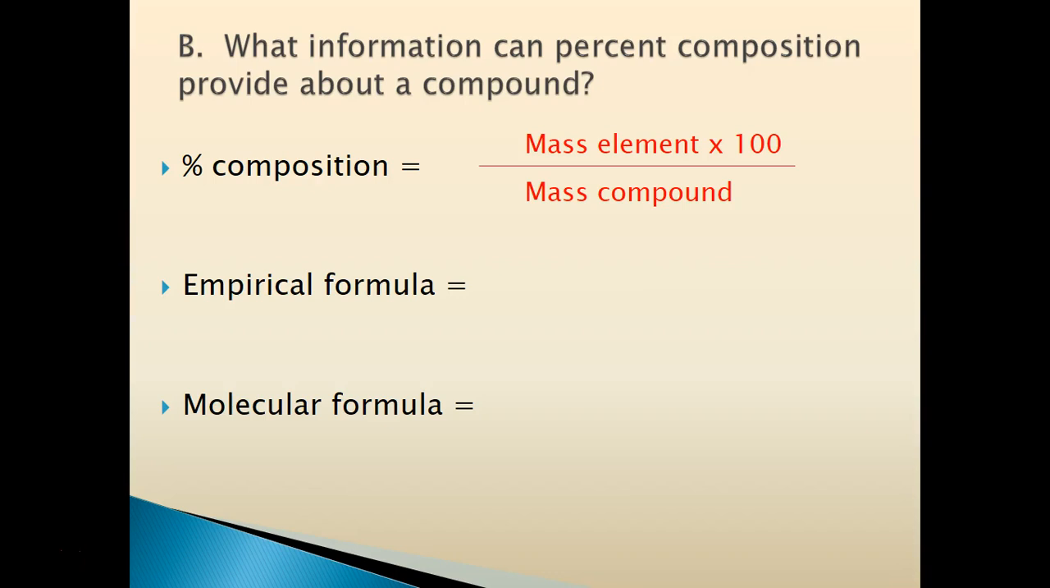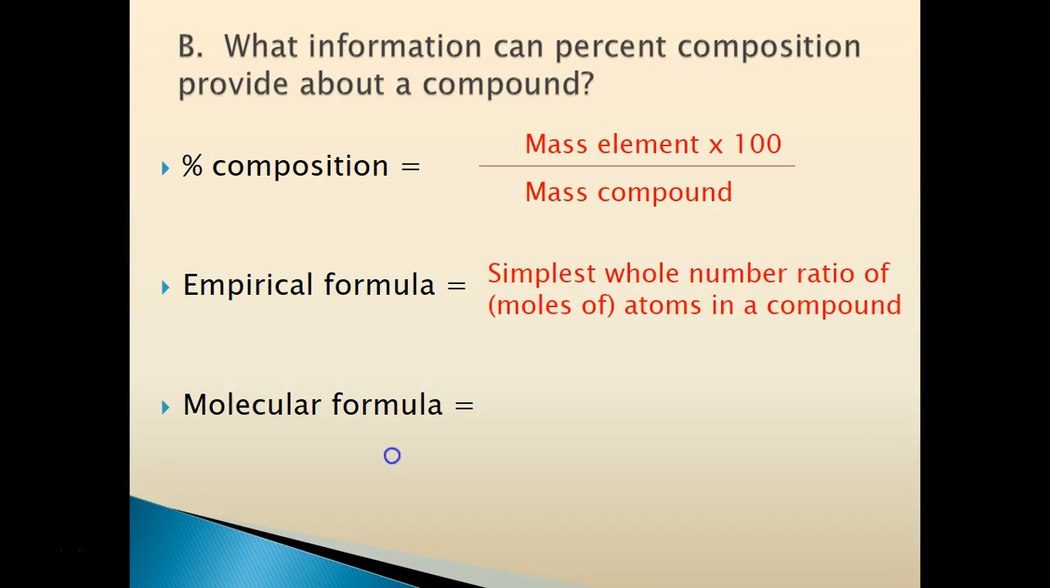Now if we know the percent composition of a compound, we can very easily calculate its empirical and molecular formula. Well, what the heck are those things? The empirical formula is the simplest whole number ratio of atoms in the compound. You could also say it's the simplest whole number ratio of moles of atoms in a compound.